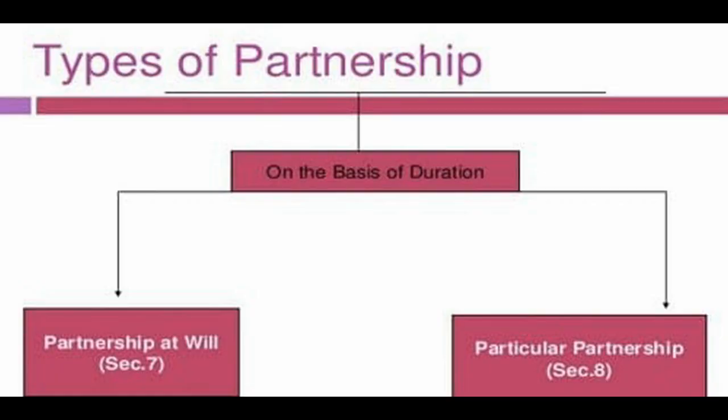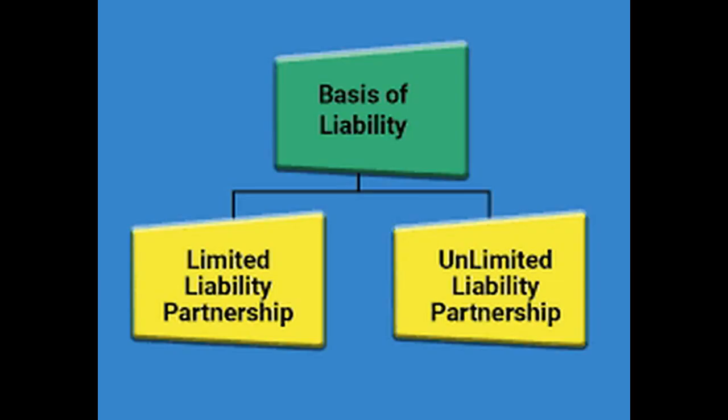On the basis of duration, partnerships can be of two types: one is partnership at will and the other is particular partnership. On the basis of liability, there are two types of partnership: one is limited liability and the second one is unlimited liability.